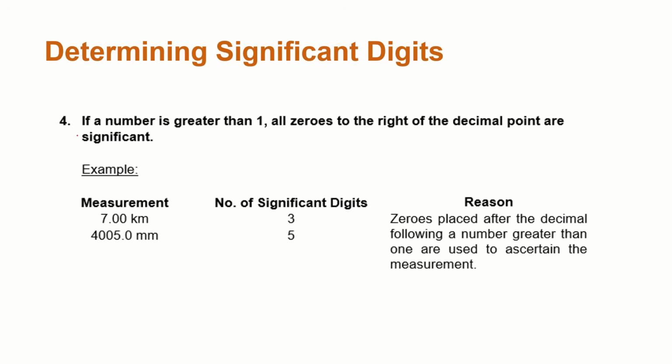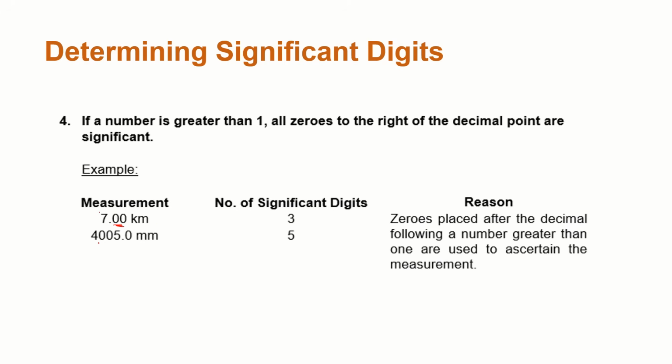So rule number 4: if a number is greater than 1, so kung mas malaki yung value sa 1, all zeros to the right of the decimal point are significant. So kapag mas malaki yung number, tapos naglagay ka ng decimal point, lahat ng 0 after ng decimal point ay significant. So ito yung number natin which is greater than 1, and then naglagay tayo ng decimal point, tapos naglagay tayo ng dalawang 0. So since nasa right side to ng decimal point, these zeros are significant. So therefore, 3 significant digits dito sa 7.00 kilometers.